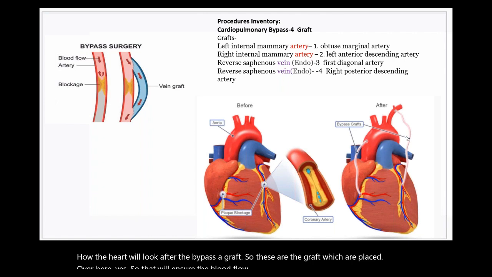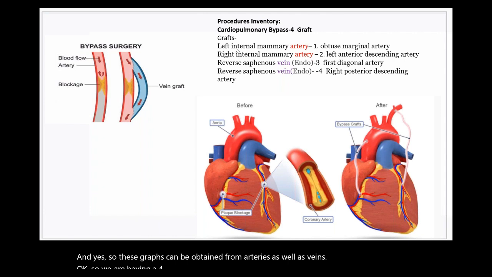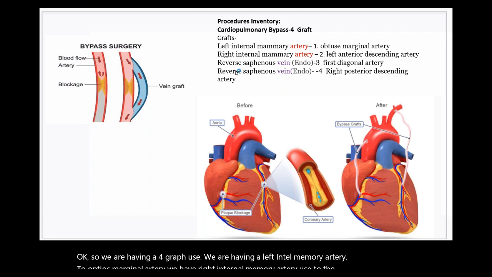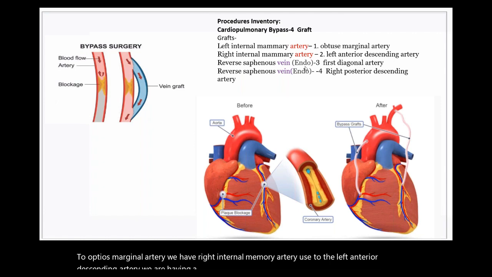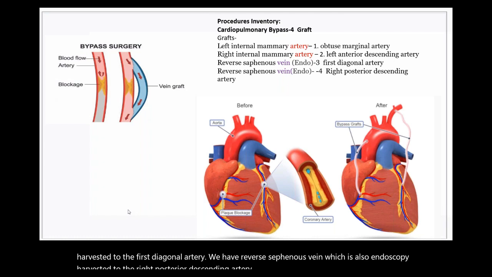And these grafts can be obtained from arteries as well as veins. So we have 4 grafts used. We have a left internal mammary artery to obtuse marginal artery. We have a right internal mammary artery used to the left anterior descending artery. We have a reverse saphenous vein, which is endoscopically harvested, to the first diagonal artery. We have a reverse saphenous vein, which is also endoscopically harvested, to the right posterior descending artery. Okay, so is that clear, coders? Please let me know in the chat.